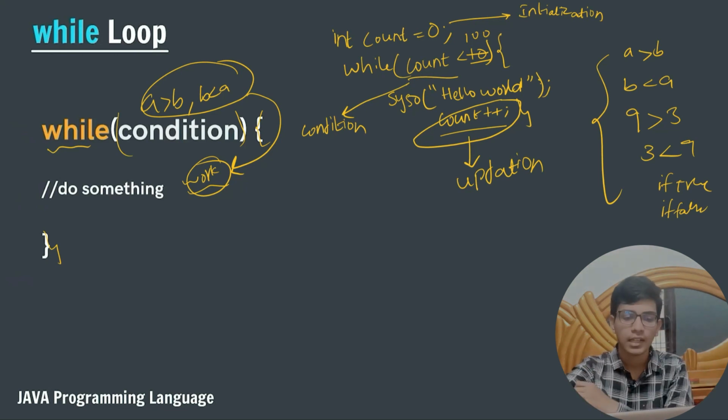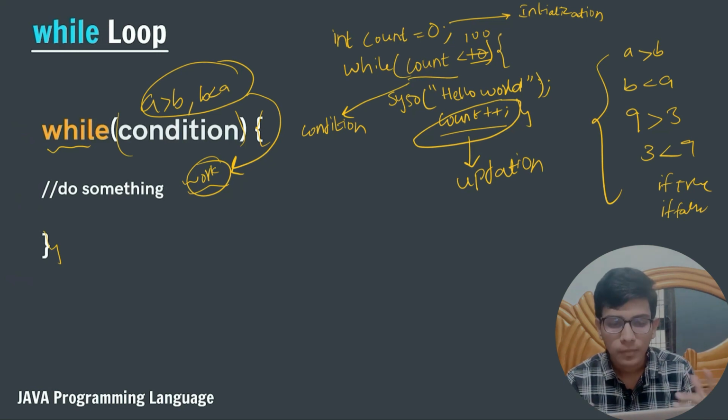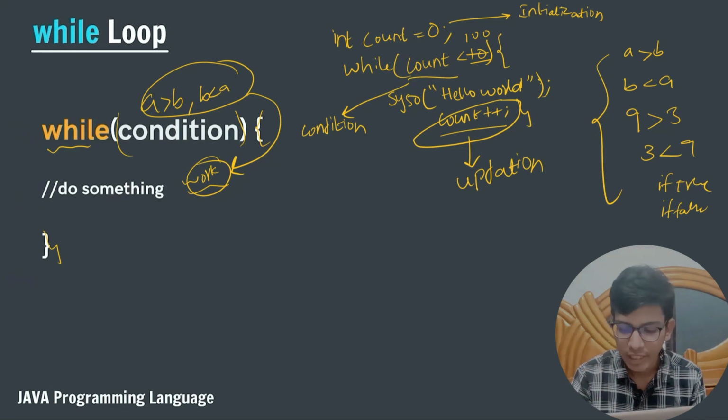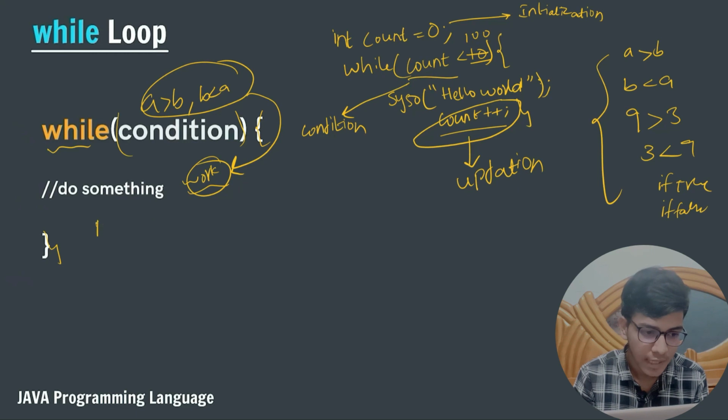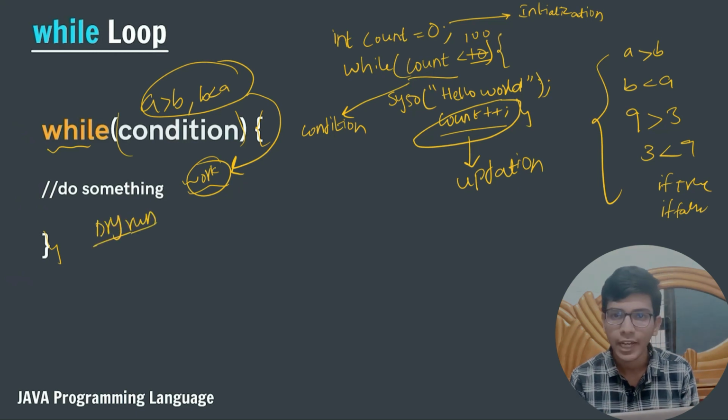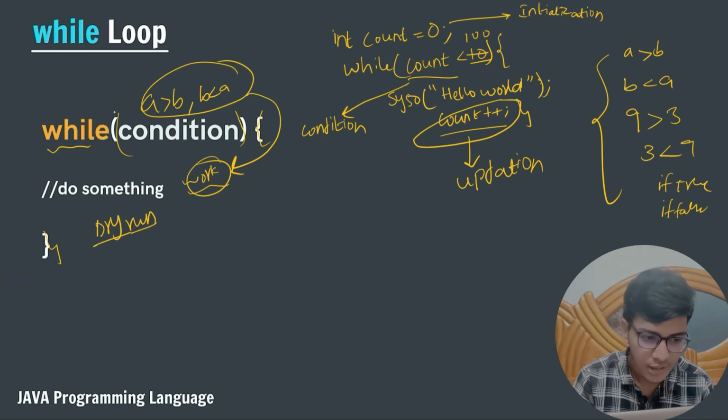So let us dry run this particular code for 10 times. So what is dry run? Dry run is nothing but taking pen and paper and checking whether our code is running or not. So it is always recommended that before you press the run button, first check how the code will perform using pen and paper. So let us dry run this.